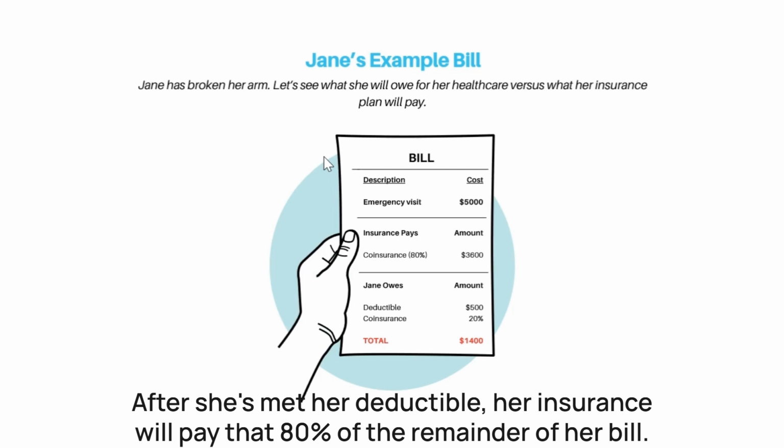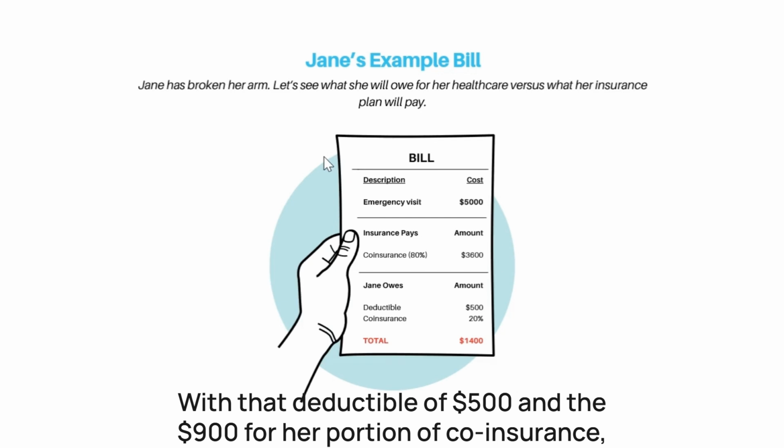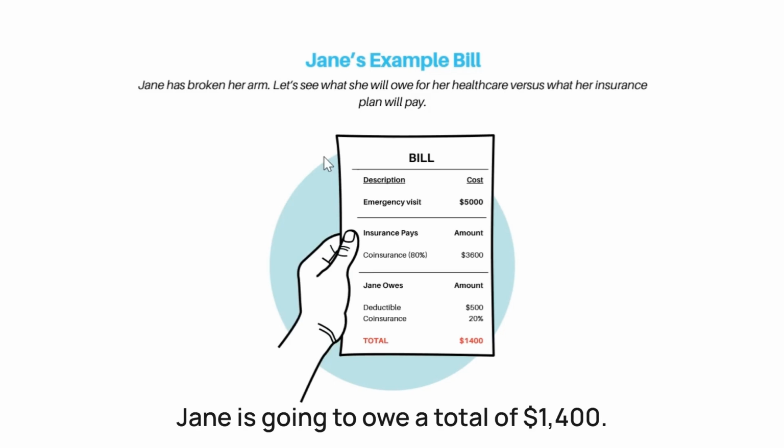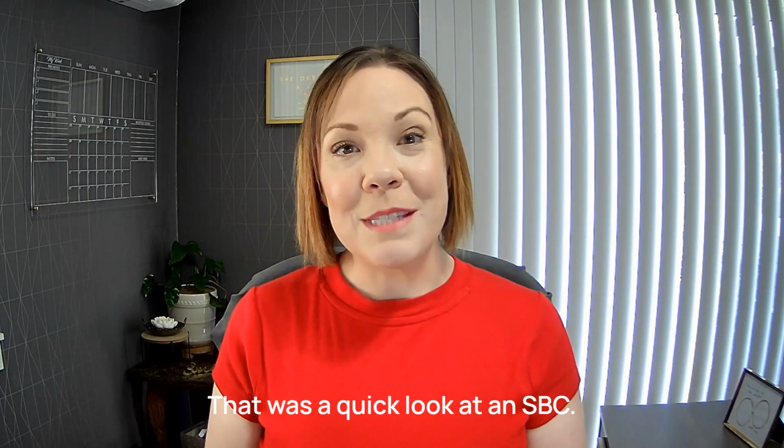After she's met her deductible, her insurance will pay that 80% of the remainder of her bill. That's $3,600, which means Jane will pay the remaining 20%, or $900. With that deductible of $500 and the $900 for her portion of coinsurance, Jane is going to owe a total of $1,400. Make sense? That was a quick look at an SBC.